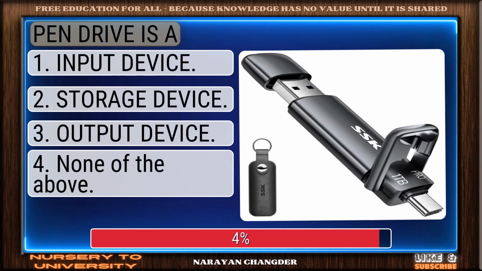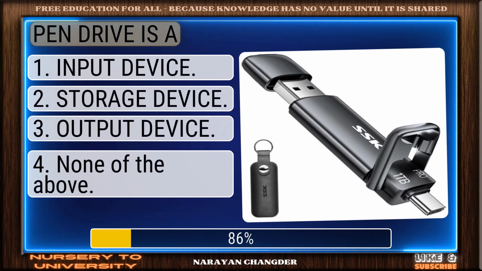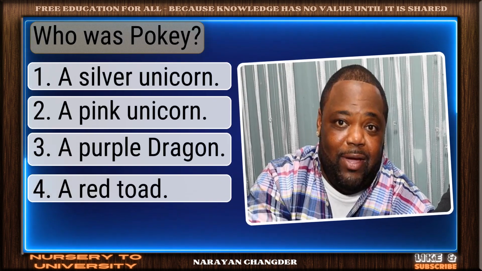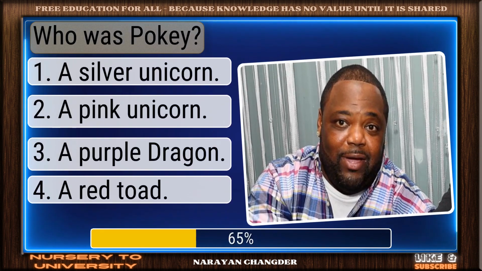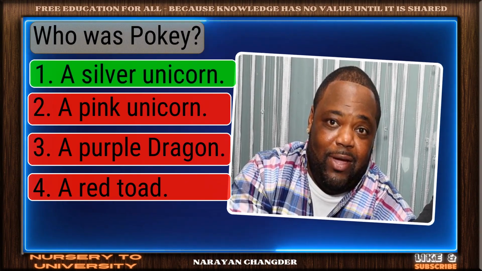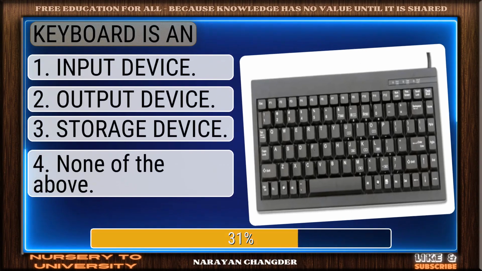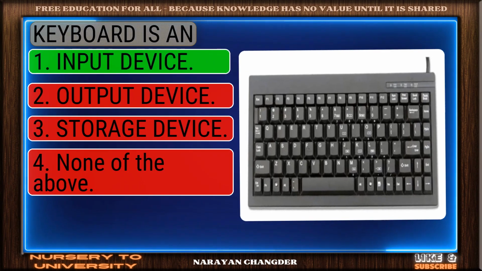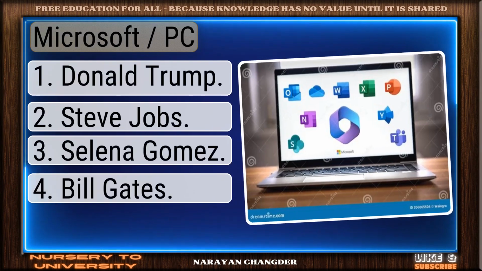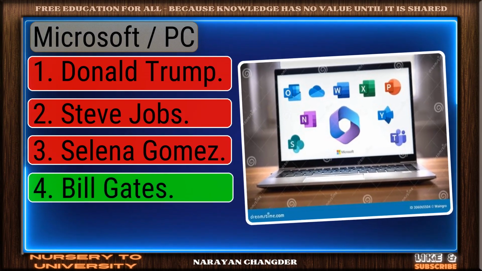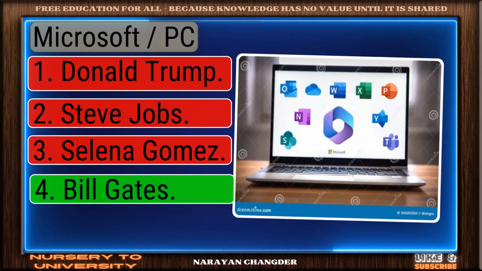Pen drive is a? Exactly. Storage device makes sense. Keyboard is an? Excellent. Input device is well reasoned. Microsoft PC? Great job. Bill Gates is accurate.